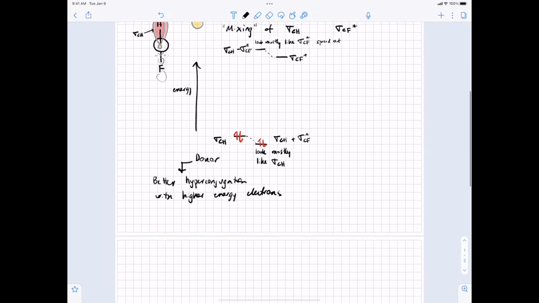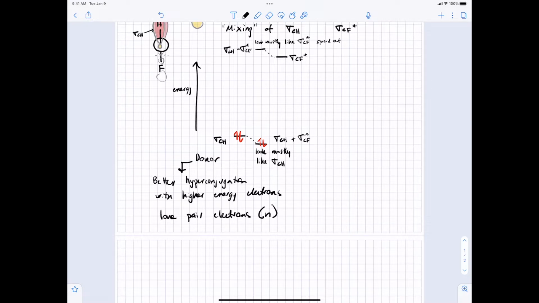So you would predict that the best donors would be lone pair electrons, which we sometimes call N. Okay, these are going to be better than bonding orbitals.